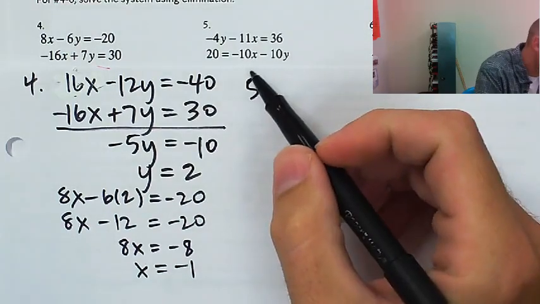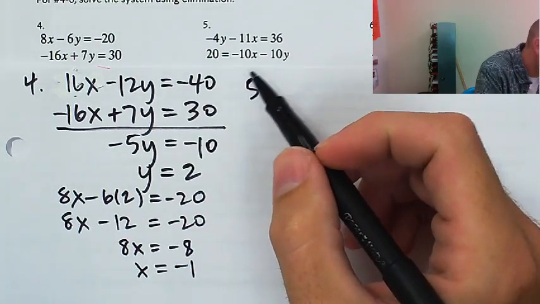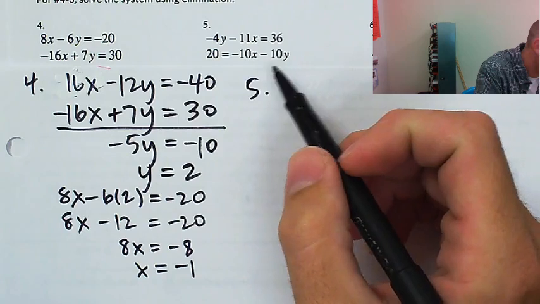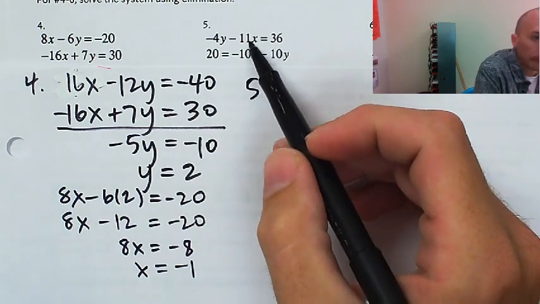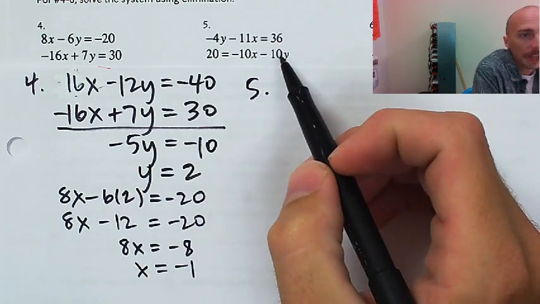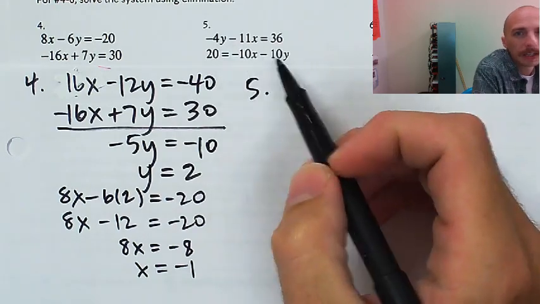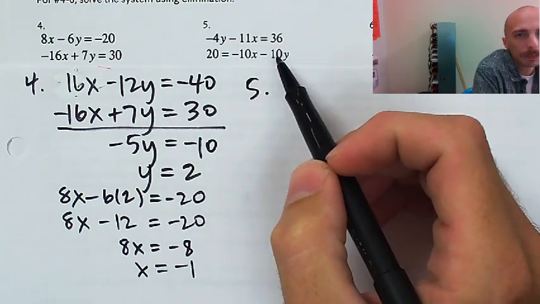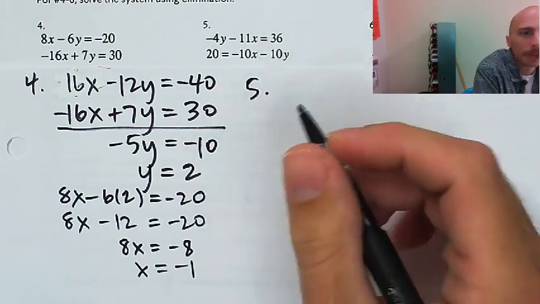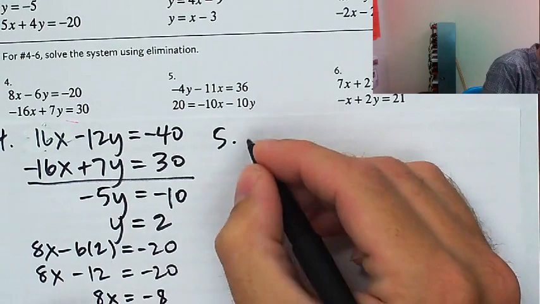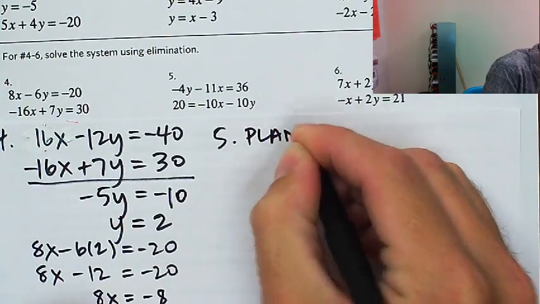Okay, this one, this is not looking like it's in good shape. I've got 10x and 11x. Those don't have a common factor. I have negative 10y and negative 4y, and those are both even, so I'd probably be able to, I don't know, probably scale this one up to 20 and that one up to 20 and do elimination. That's going to be my plan. So I'm going to even write that up.